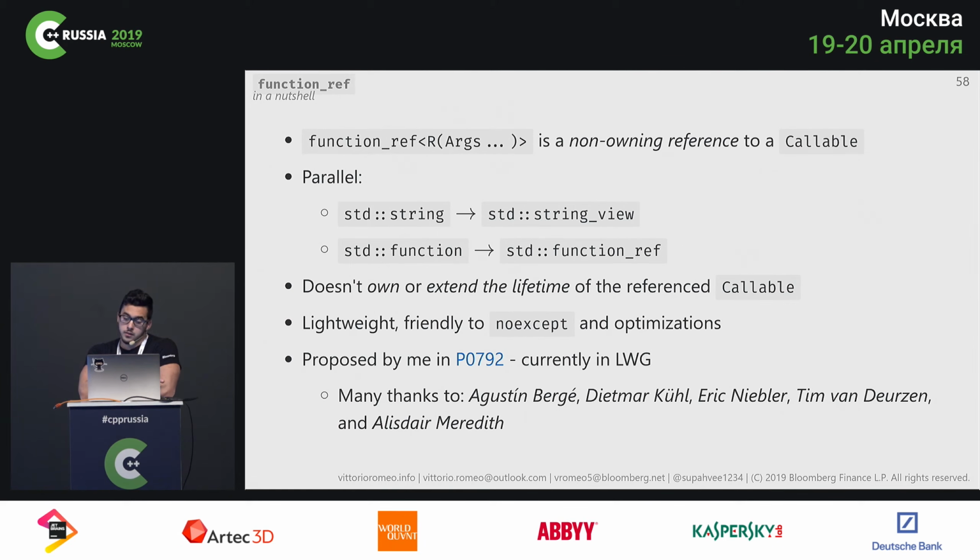But it is lightweight, friendly to noexcept and optimization. So most of the interface is noexcept. Most of the implementation is very simple so that the compiler can get rid of it. And it is currently going through standardization. It is being approved by the evolution group. So now we're just fixing the wording and refining the proposal. And many thanks to the people on the slide that helped a lot with writing the proposal.